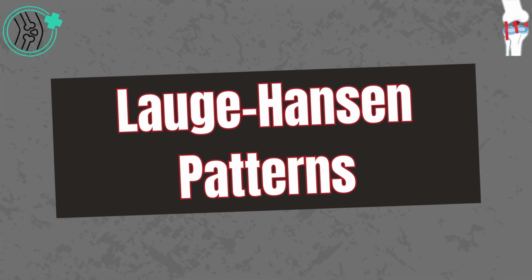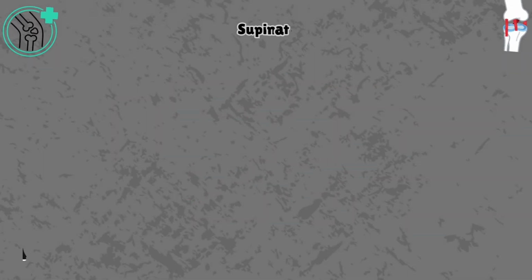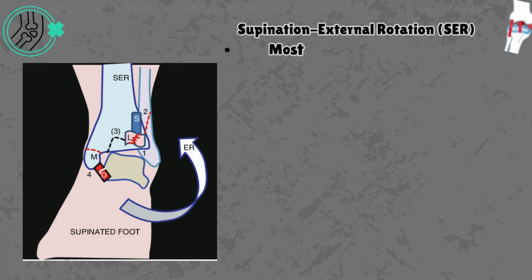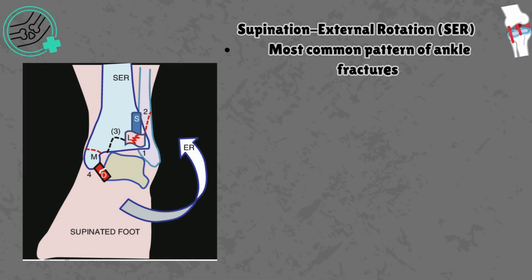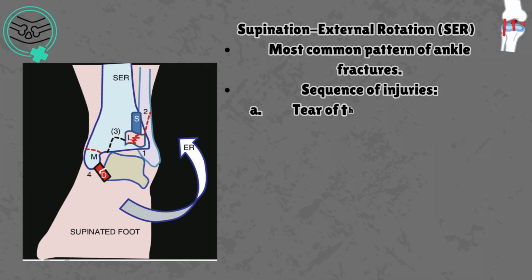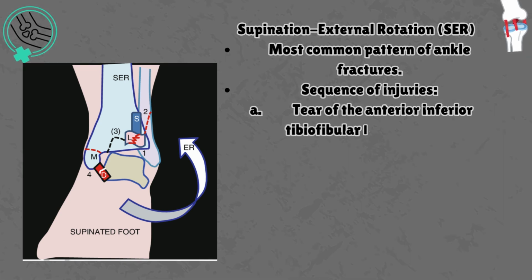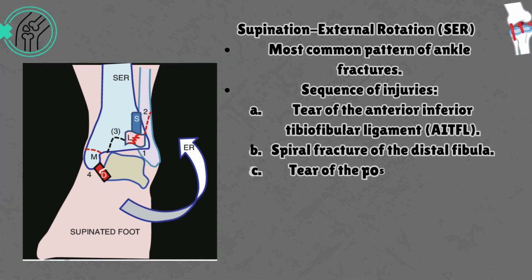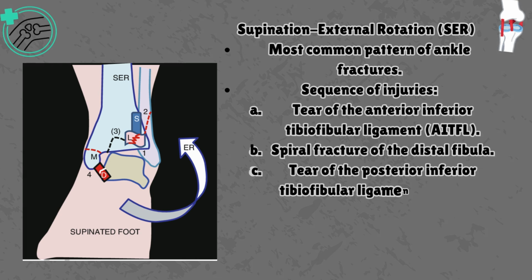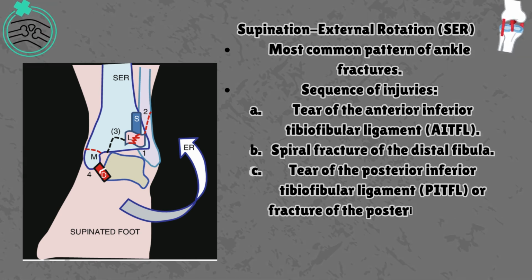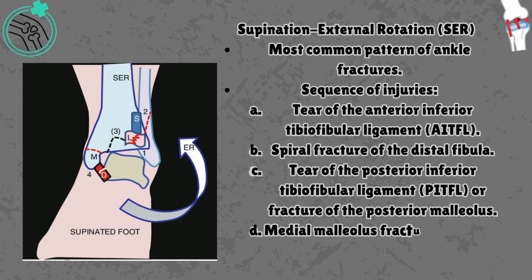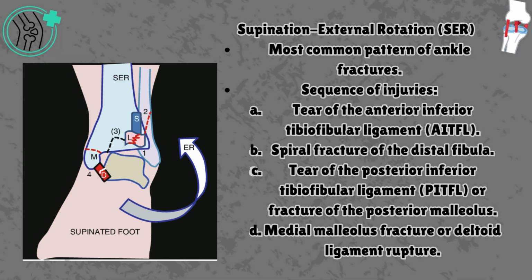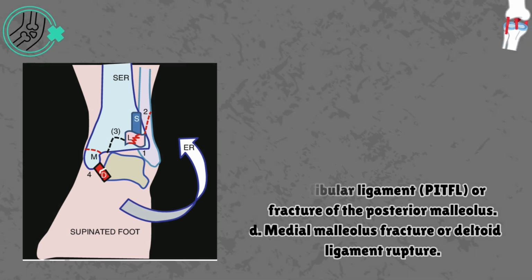Lauge-Hansen patterns. 1. Supination external rotation. Most common pattern of ankle fractures. Sequence of injuries: tear of the anterior inferior tibiofibular ligament; spiral fracture of the distal fibula; tear of the posterior inferior tibiofibular ligament or fracture of the posterior malleolus; medial malleolus fracture or deltoid ligament rupture.